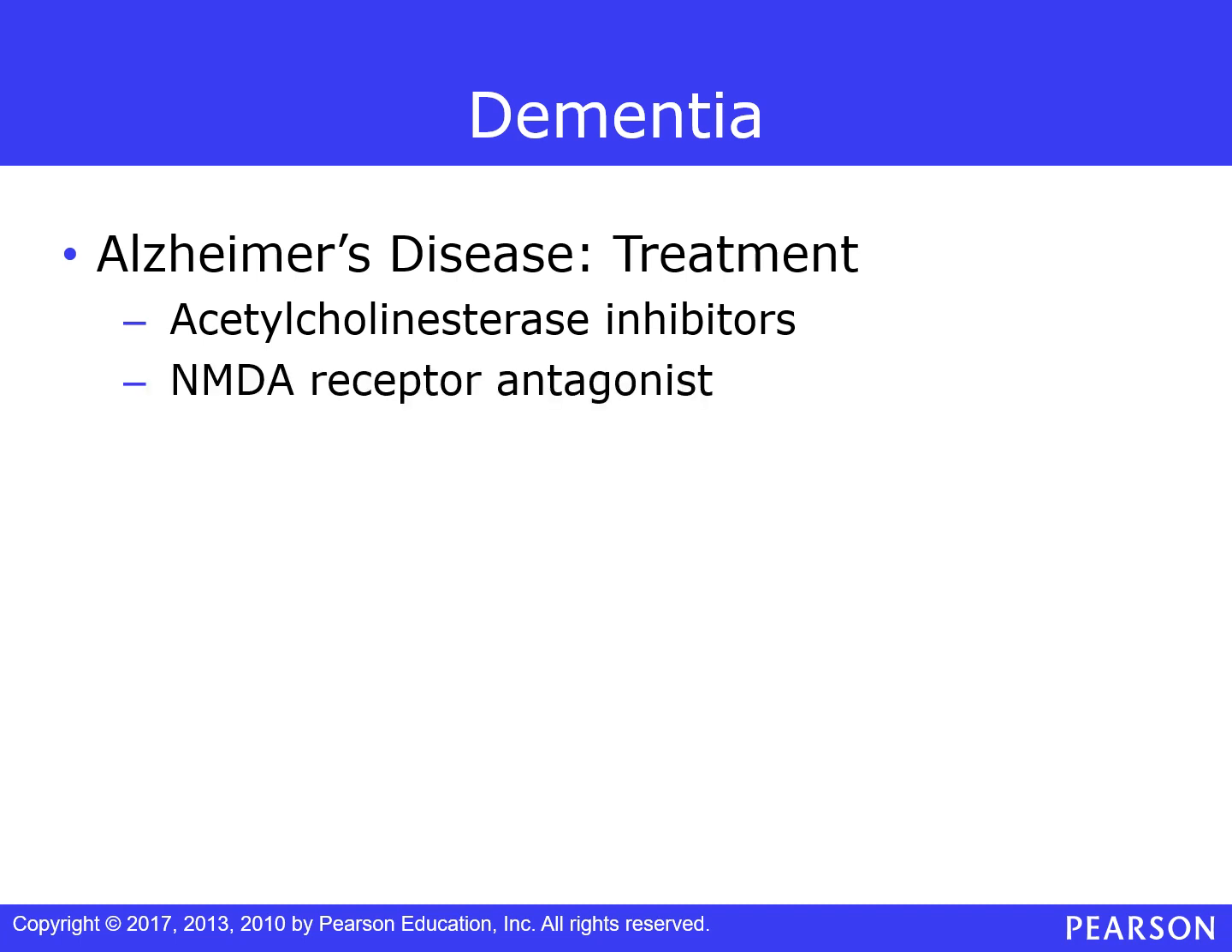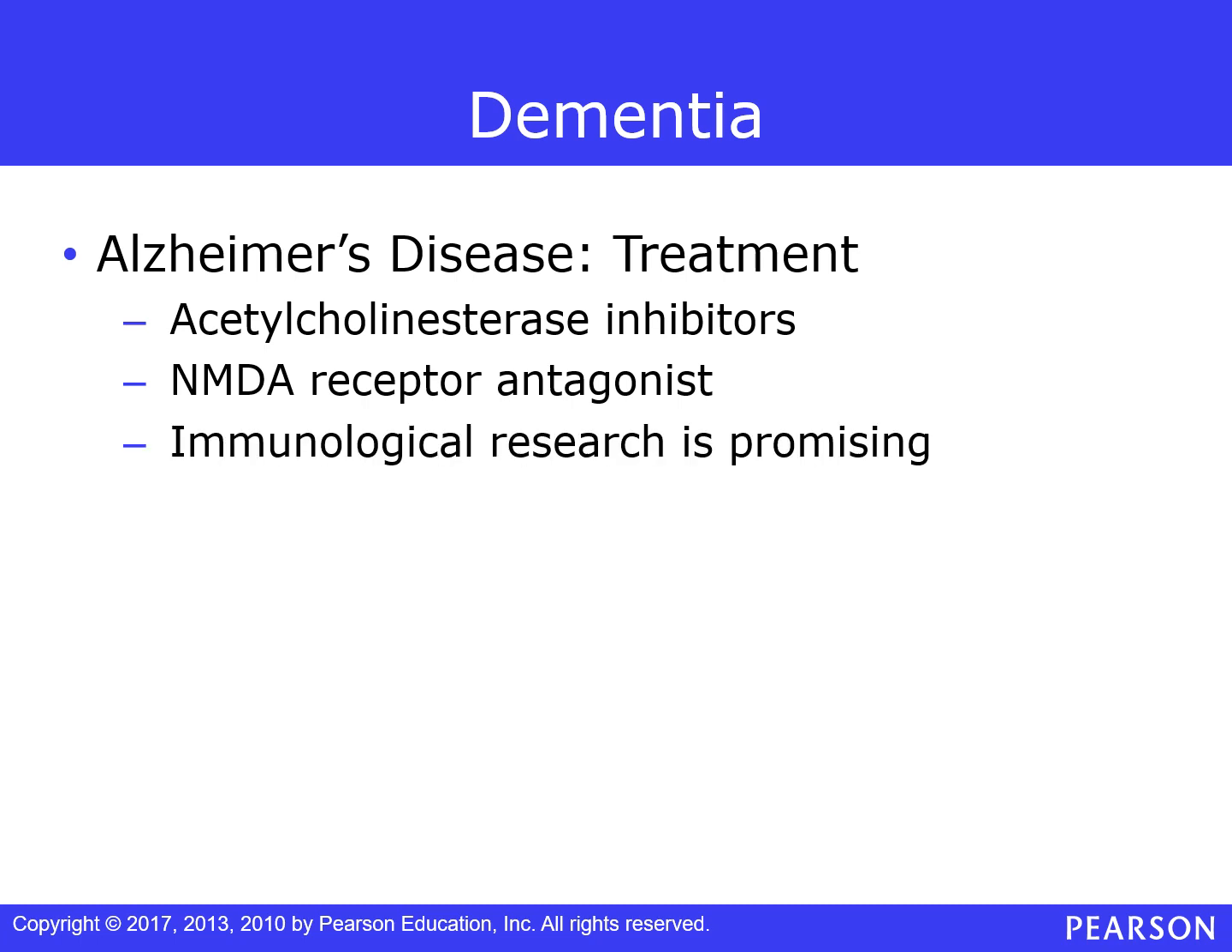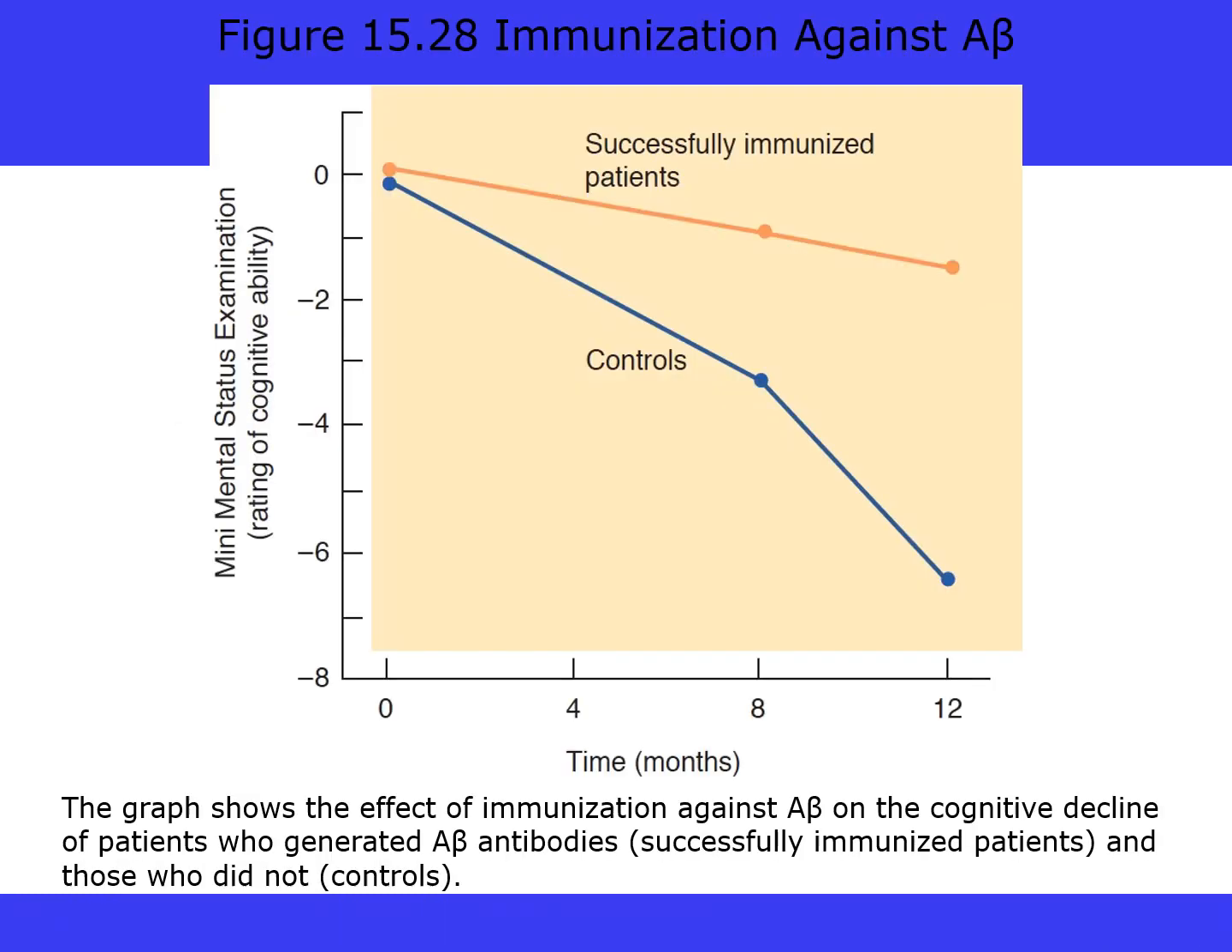We also might try antagonists of the NMDA receptor, so to reduce the NMDA system. Also, we have looked at immunological research, and this does seem to be somewhat promising. Here we're looking at immunization. So this is looking at Alzheimer's patients who have been immunized against the AB or the protein buildup, that they've been given antibodies to help with the protein plaque buildup.